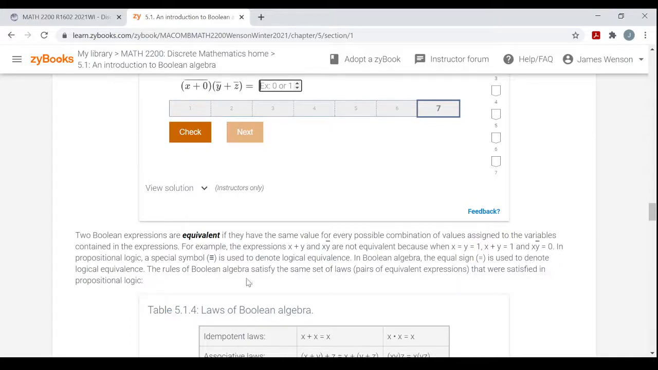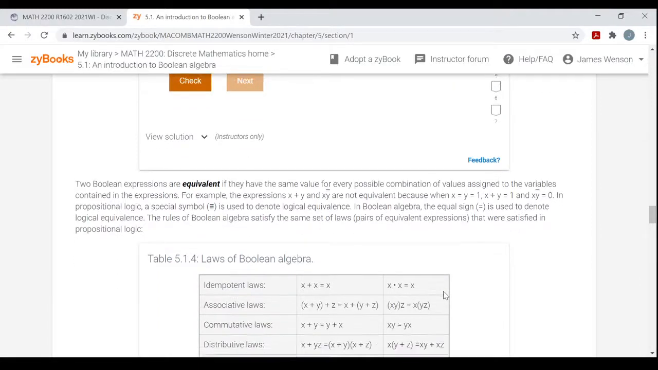Now remember in propositional logic, back in chapter 1, the symbol with the triple equal sign meant that two expressions were logically equivalent, had the same truth value all the time. Well, in Boolean algebra, it's just the equal sign again. The equal sign is used to denote logical equivalence, or equivalence of two Boolean expressions.